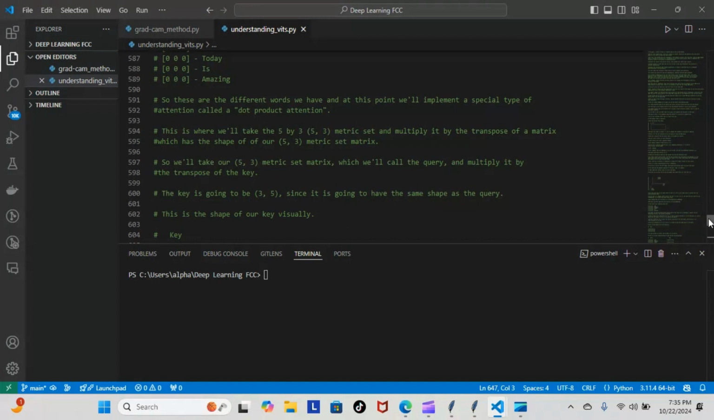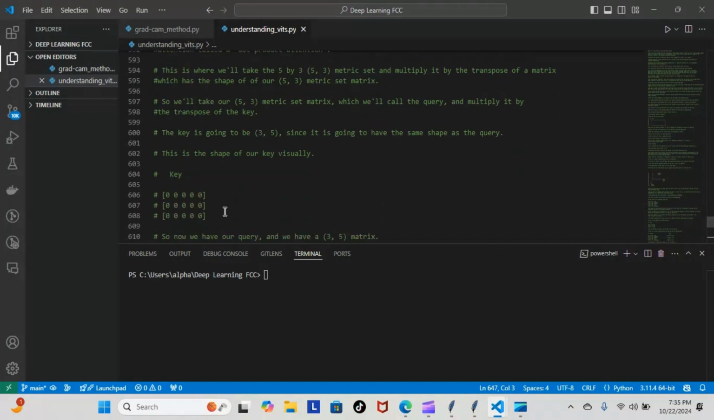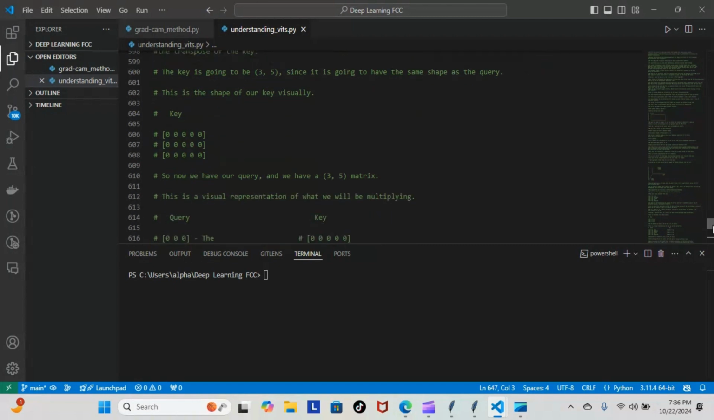So let's see what our key would look like. You can see here, this is quite the opposite of what we have already. Our key is going to be 3x5. So you can see 1, 2, 3, and 1, 2, 3, 4, 5. So we have a 3x5. Our query is 5x3, and our key is the transpose of that, 3x5. So now we have our query, and we have a 3x5 matrix. Let's go down a little bit.